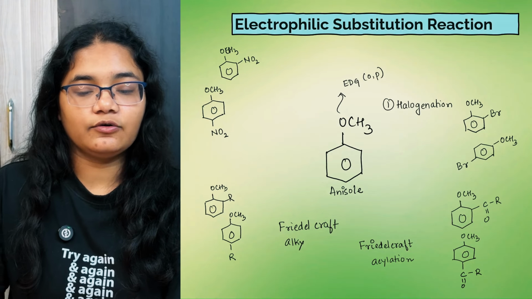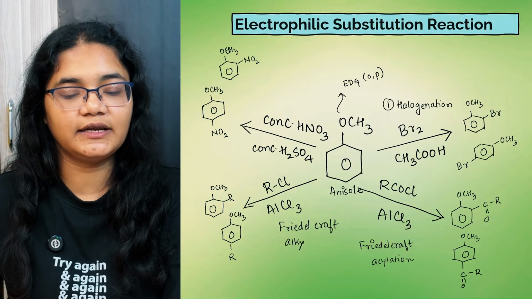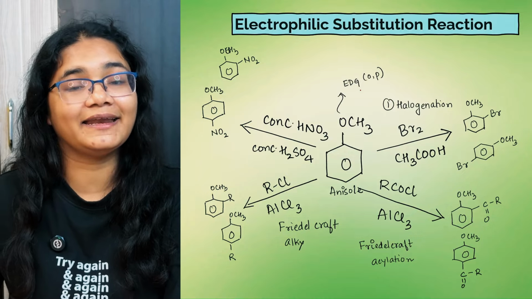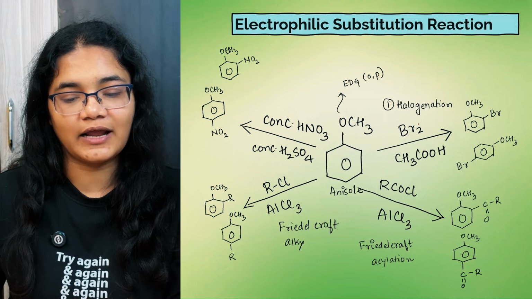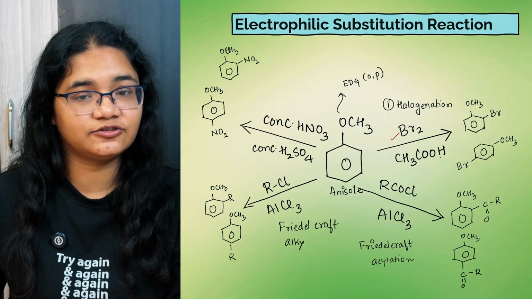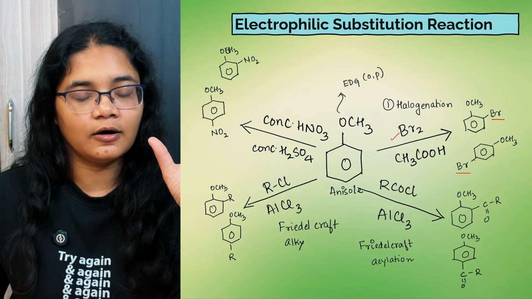So next is the electrophilic substitution reaction. So the first one, OCH3 is an electron donating group, so it will direct the substituents to the ortho and para positions. So for halogenation, you can treat it with bromine in CH3COOH. So you will get ortho and para substituted bromoanisole.